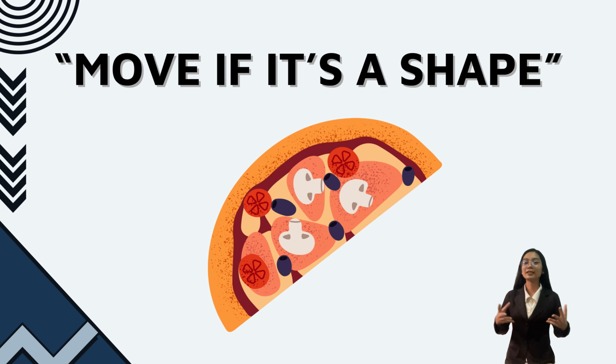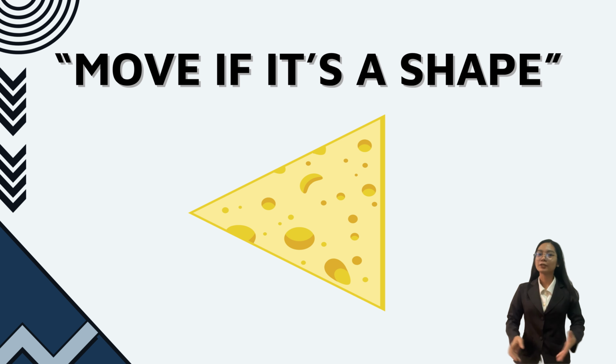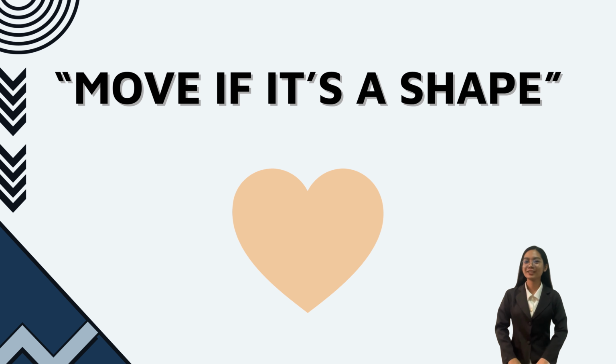So, this is not a polygon because this is not a closed figure. Let's do another one, class. Do the action. 1, 2, 3, go! This is a triangle. Very good. All of you raise both of your hands. Another shape, class. Do the action.